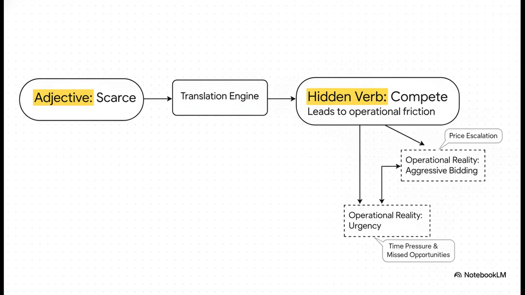Or, take the word scarce. If an object is scarce, it inherently predicts urgency. The engine extracts the operational verb compete. And why is that? Because the operational reality is that buyers are going to bid aggressively due to replacement friction. Scarcity isn't just a fact, it's an undeniable signal that competition is imminent.